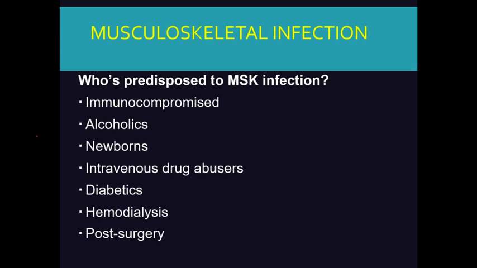Okay, so who's predisposed? Here's a quick list of people who are predisposed. Generally, it's going to be someone that is immunocompromised. So alcoholics tend to have a little bit more susceptibility to infection. Same thing with newborns, older individuals, IV drug users, just the needles themselves. If there are some shared needles, those can also be a source of infection. Diabetics are immunocompromised. Same thing with those undergoing hemodialysis as well as post-surgery.